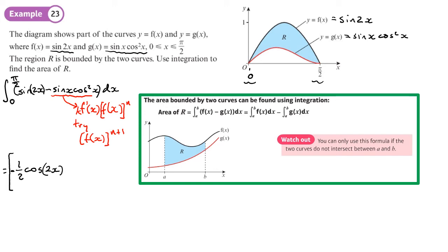For the second bit, I'm going to try cos cubed. So I'm actually going to put plus cos cubed for a minute, that sign might change. Try cos cubed x. Now I'm going to write my working in blue up here. So if I try cos cubed x, I differentiate that to see how good my check is.